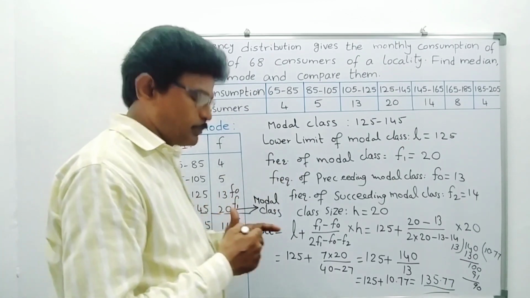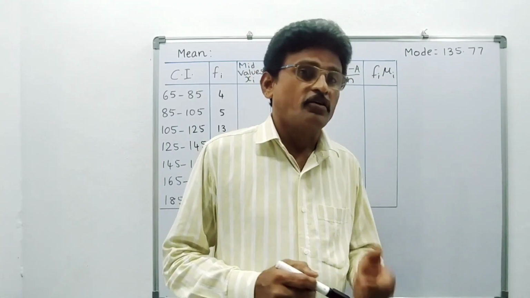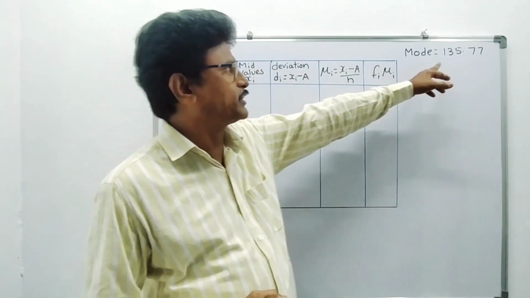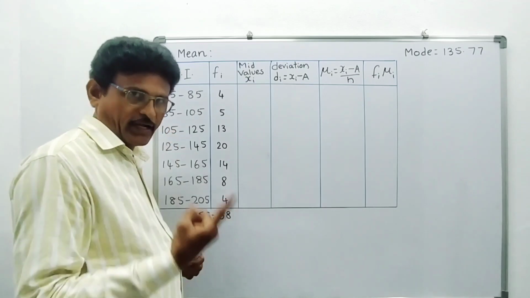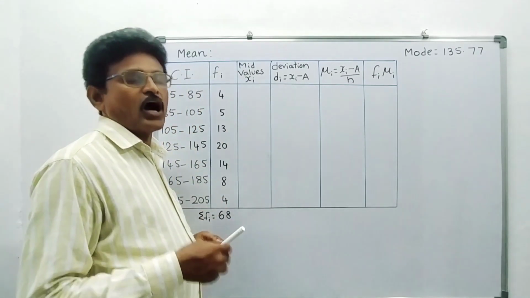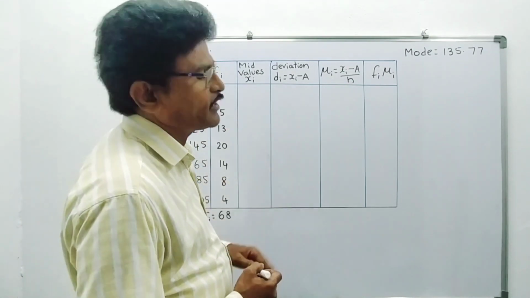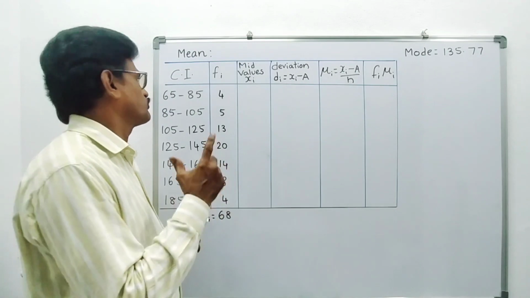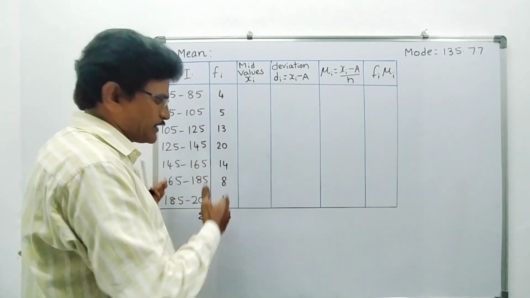We will find mean and also median. Students, for this problem we get mode 135.77. For the same problem now I am going to calculate mean. Arithmetic mean we can find in three ways: direct method, assumed mean method, step deviation method. Okay. Now I am going to solve this one in step deviation method. Just follow this problem. First, class interval and frequency as it is I entered here.